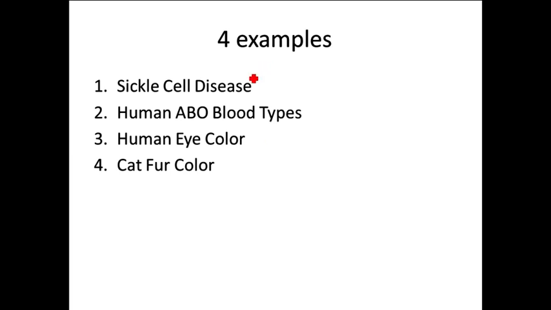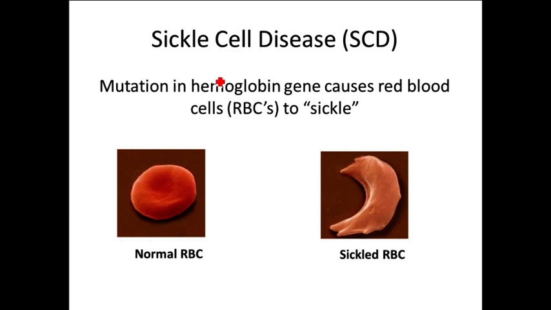Alright, so we are going to go through 4 examples where we're going to build on what we learned from the last genetics lecture and look at these cases that are just a little more complex. First we'll look at sickle cell disease, and then we'll look at blood types, eye color, and then cat fur color. Alright, so the first is sickle cell disease.